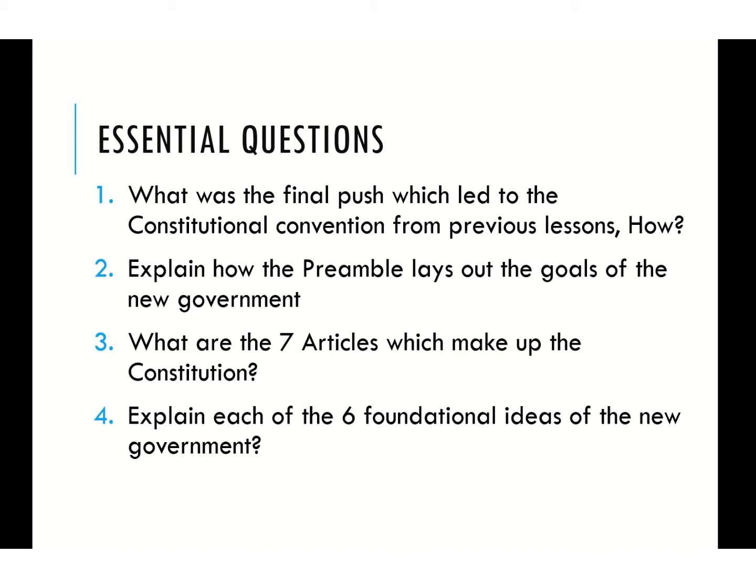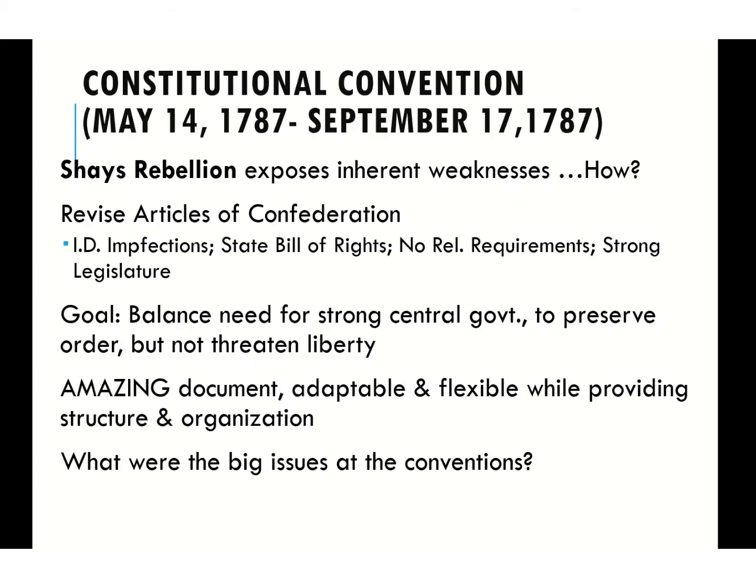make sure you understand that you're looking for what actually led to the Constitutional Convention. We covered that in previous lessons. Talk to me about the event and then, what that event did. You're going to look at how the preamble lays out the goals of our new government. What are the 7 articles that make up the Constitution? And then finally, explain the foundational ideas, which are different than the preamble. So you're going to need to be answering these as you go through the notes. We'll go over them at the end of the lesson.